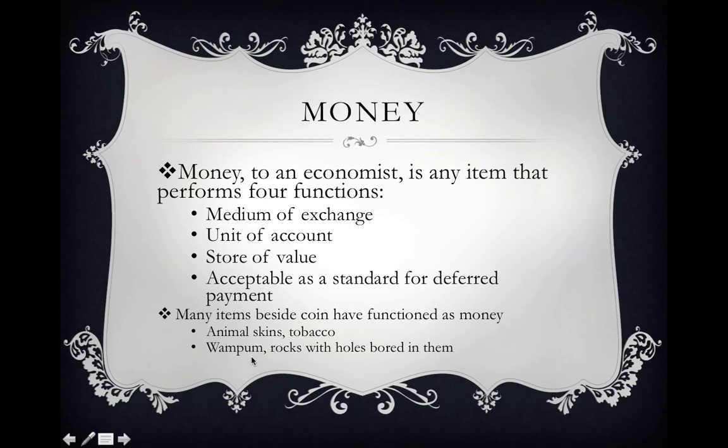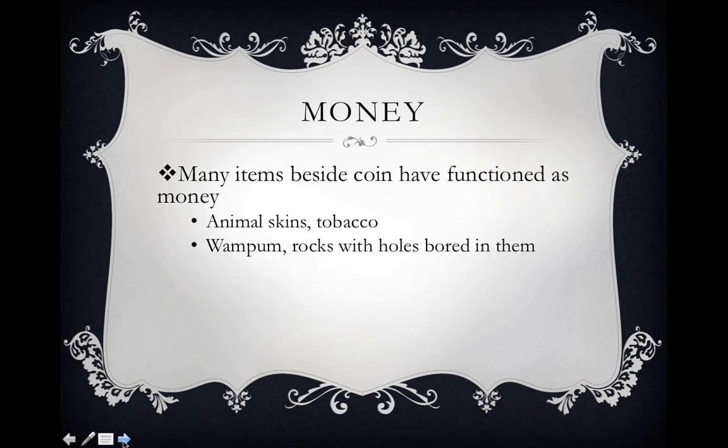Also, things that were called wampum, these were actually Native American polished shells that were on strings that were actually being accepted as currency. So they were polished strings. They were also rocks that had holes bored in them, etc. And they were also used for some time in some of the colonies, particularly at the beginning stages of colonial development. They were used as money.